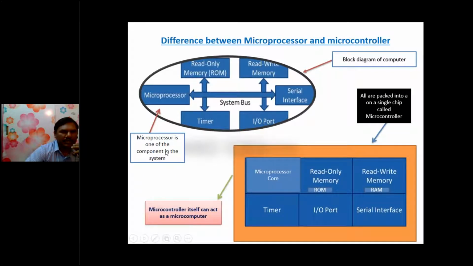whereas in the microcontroller, the microprocessor is one of the cores, and all the blocks are packed into a single chip called a microcontroller. So a microcontroller itself can act as a microcomputer. Whatever functionalities can be performed by a computer by having different components on a motherboard are all packed into a small chip, which is called a microcontroller. So this is one of the differences between microprocessors and microcontrollers.